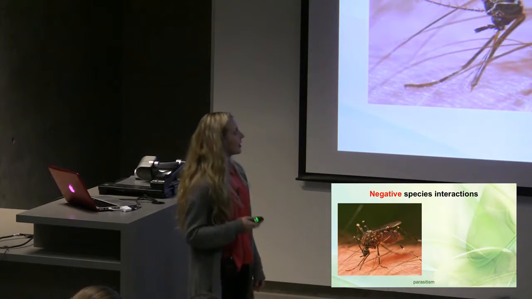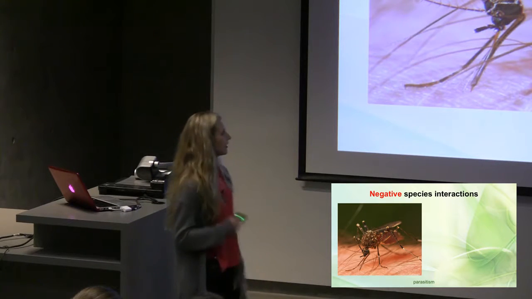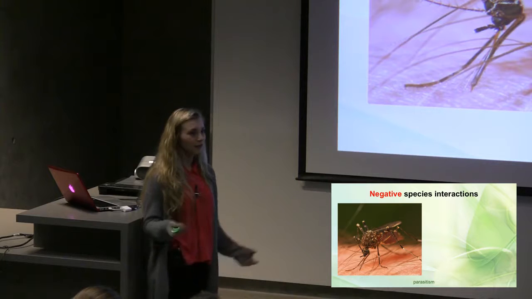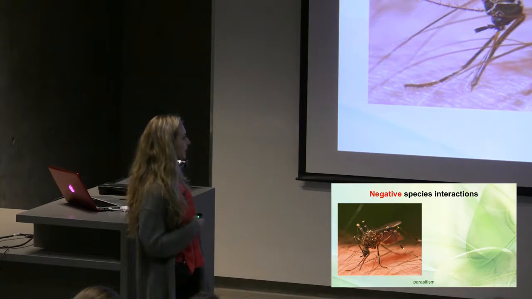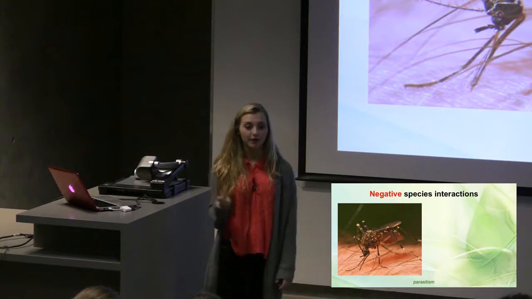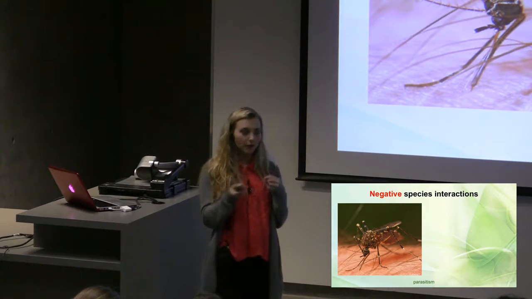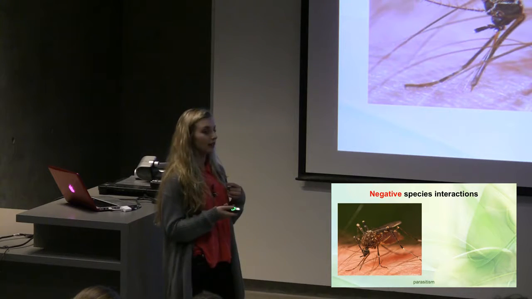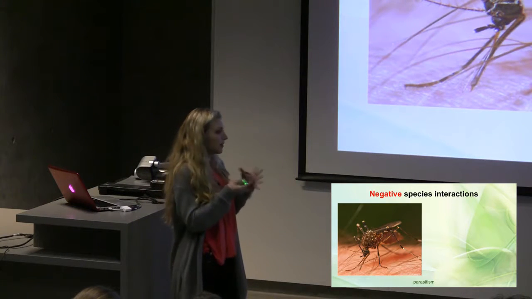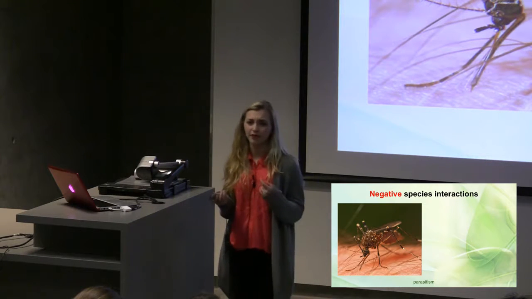And like I said, negative species interactions are also in communities. So here is an example that we're all very familiar with, the mosquito. Female mosquitoes will suck our blood to help their eggs. They do this by using their long, elongated mouth part to penetrate our skin and put their saliva into our bloodstream. And this has a number of effects.